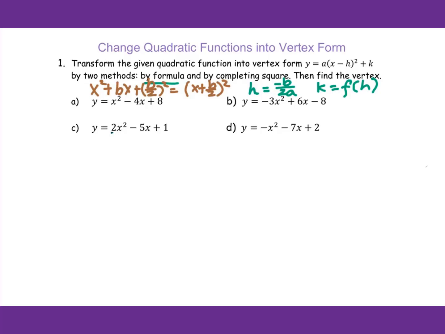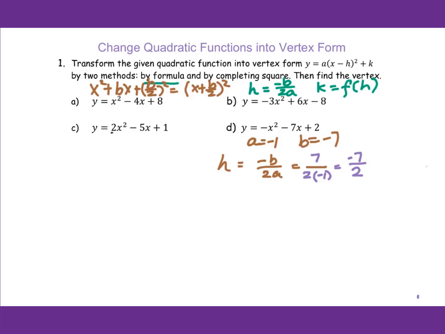First of all, we got to use a formula. We got A equals negative 1, B equals negative 7. So h equals negative b over 2a. You get 7 over 2 times negative 1, which means negative 7 over 2.